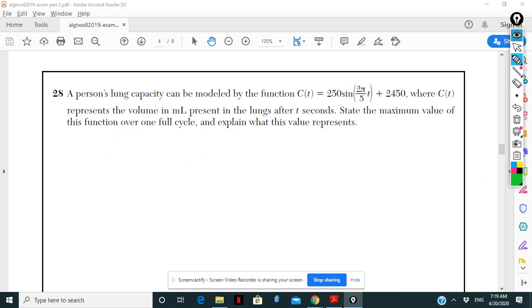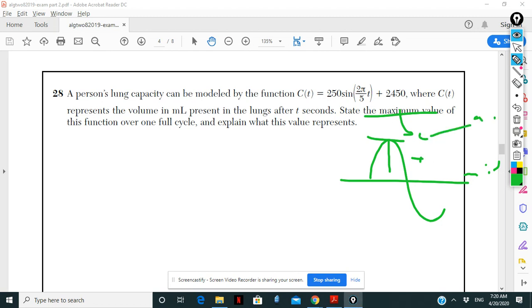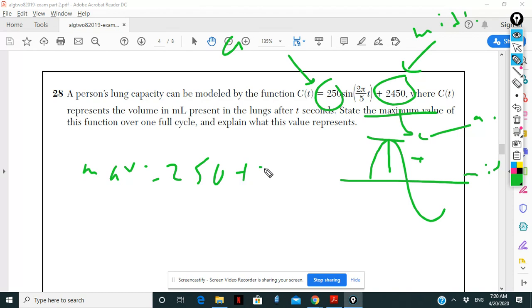A person's lung capacity can be modeled by the function C(t) equals 250 sine of 2 pi over 5 times t plus 2450, where C(t) represents the volume in milliliters present in the lung after t seconds. State the maximum of the function. The maximum of the function is the highest peak. The highest peak is the midline plus the amplitude. So 250 represents the amplitude and 2450 represents the midline. So the maximum equals 250 plus 2450, which is 2700.